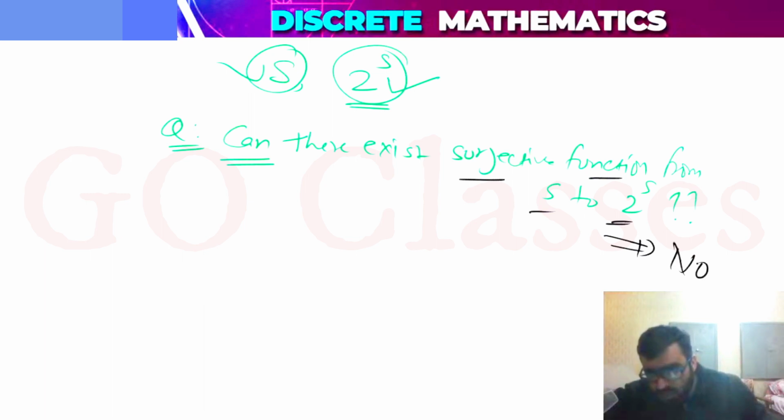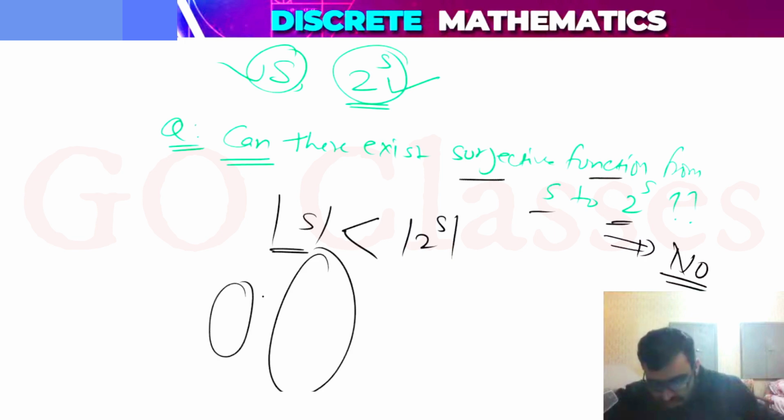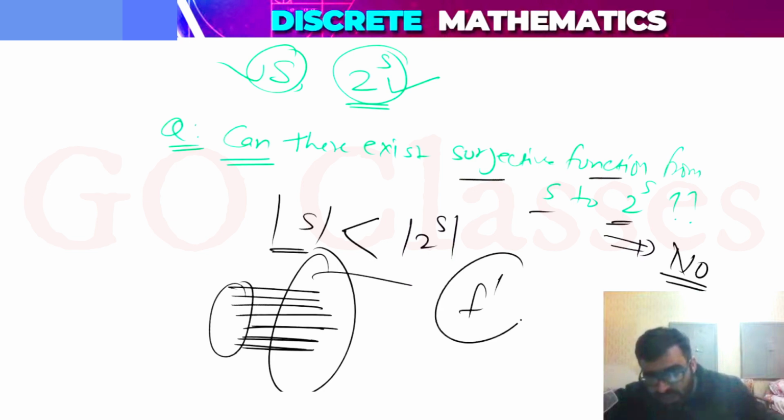the answer is no. Because you already know, we have proven that set S has strictly less cardinality than 2 power S. So you can never make a surjective function. And what is the reason? We have shown that, let's assume you have a surjective function. Then we can create an element f dash, like the way I created. You can create an element which is not covered by this surjective function.